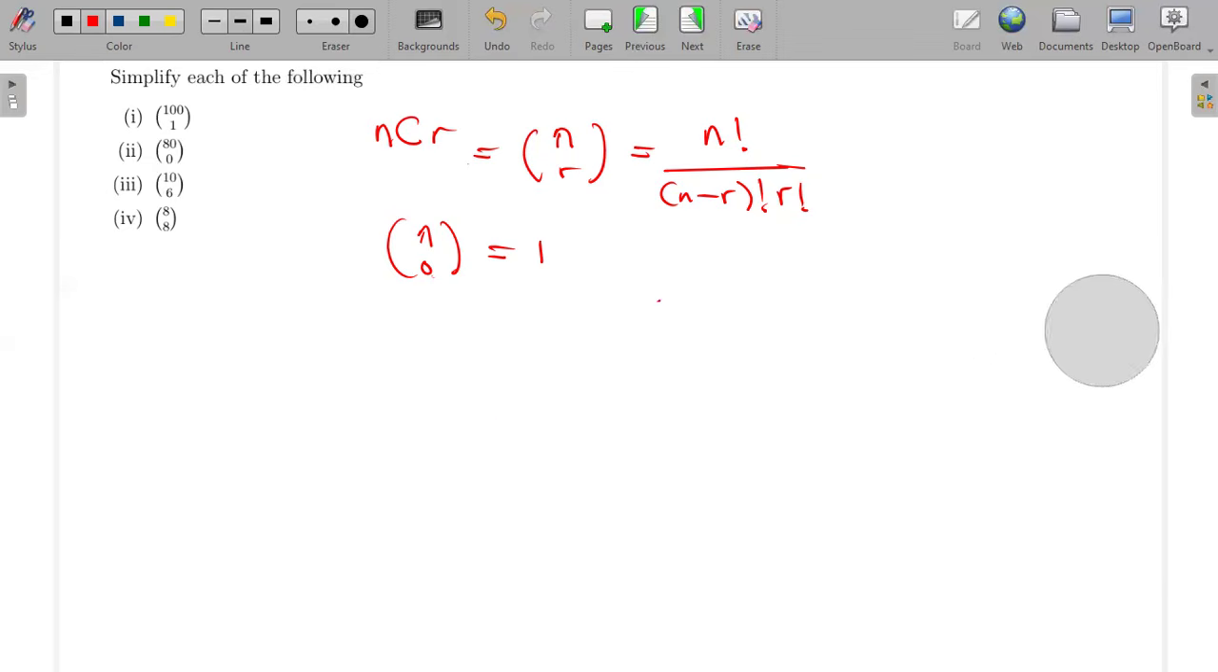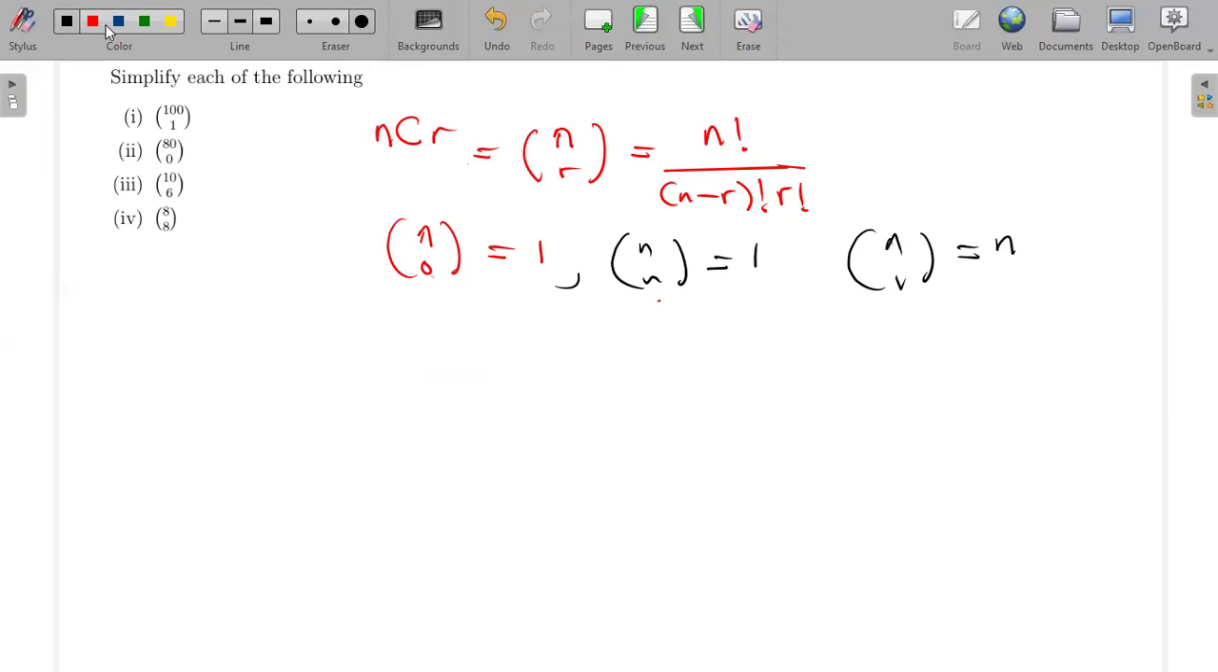For the rest of the results, I'm just going to list them here. The others include n choose n, which is just equal to 1 also, and then n choose 1, which gives you n. Here n is a positive integer.